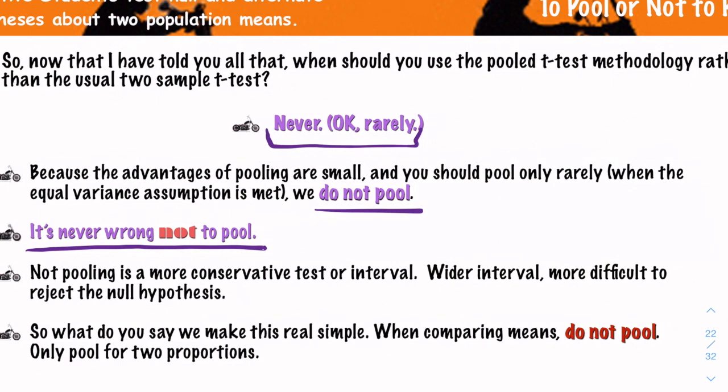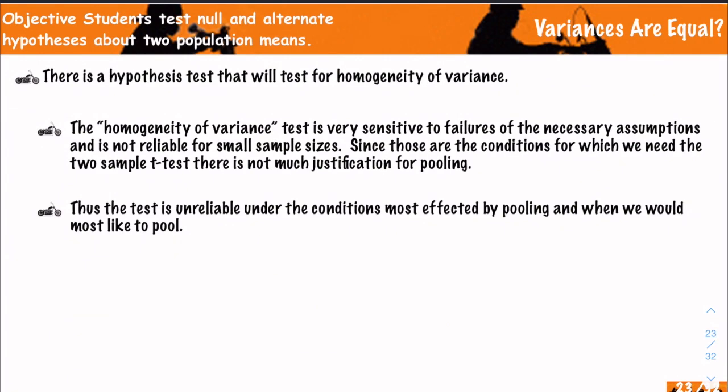So what do you say we make this real simple? When comparing means, do not pool. Only pool for two proportions. Do not pool for means, only pool for two proportions. Got it? There is a hypothesis test that will test for homogeneity of variance, aka equal variance. The homogeneity of variance test is very sensitive to failures of the necessary assumptions and is not reliable for small sample sizes. Since those are the conditions for which we need the two-sample t-test, there's not much justification for pooling. Thus, the test is unreliable under the conditions most affected by pooling and when we would most like to pool.